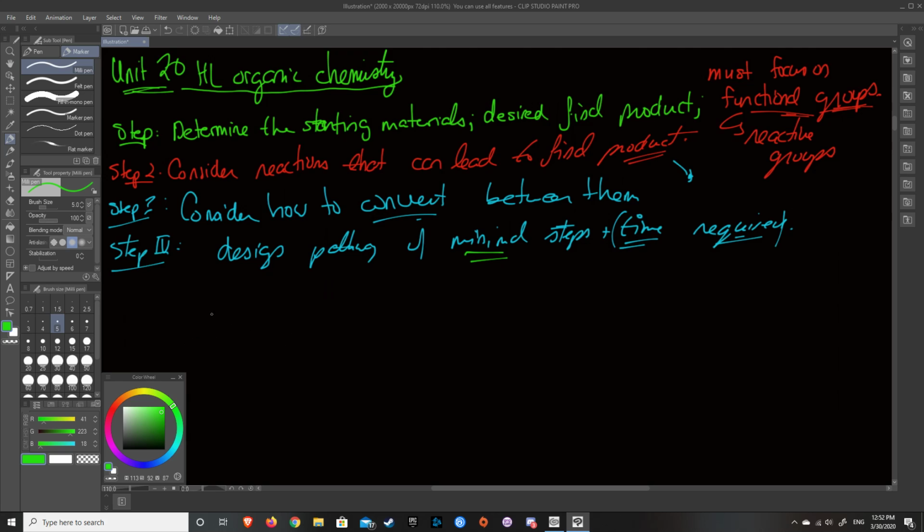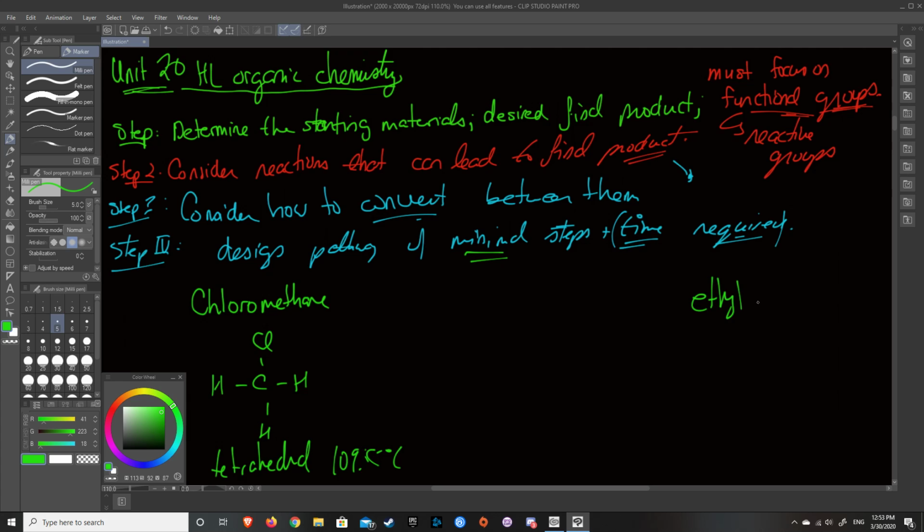So we've got chloromethane. If you don't know how that looks, it looks like this, except this is tetrahedral. Hopefully you remember, tetrahedral structure, 109.5 degree difference between all of them. And our final product, so we're going to work through this, we want ethyl methanoate. So we want ethyl methanoate as our final product.